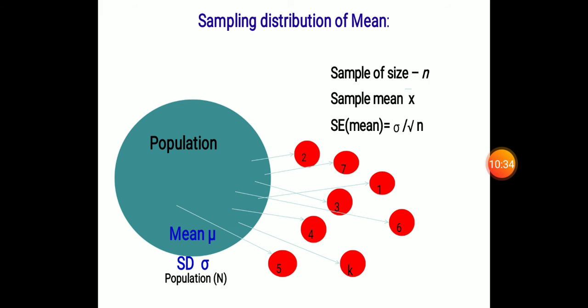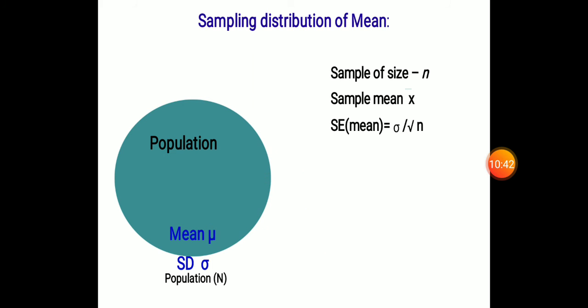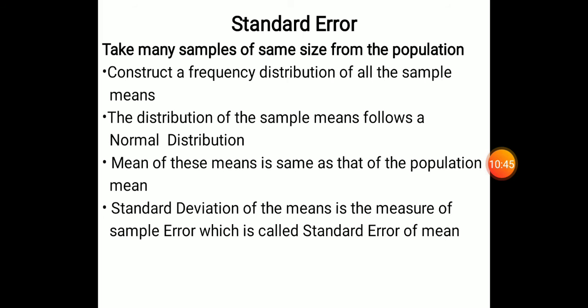The standard deviation of these sample means is what we call the standard error. That is the concept of standard error. So, as mentioned here, take many samples of the same size from the population. Calculate the mean for each sample and construct a frequency distribution table of the sample means. The distribution of the sample means follows a normal distribution. The mean of these means is the same as the population mean, and the standard deviation of these means is what we call the standard error.